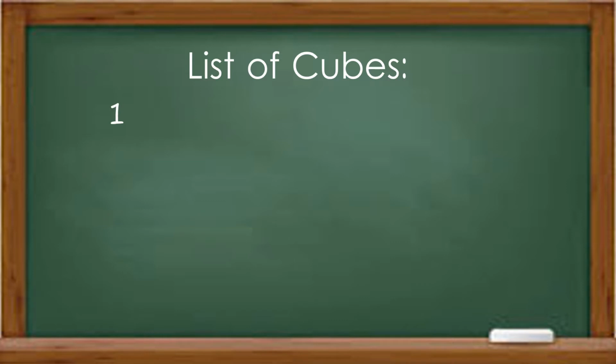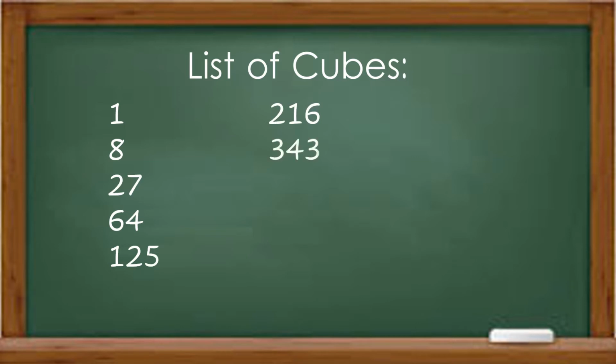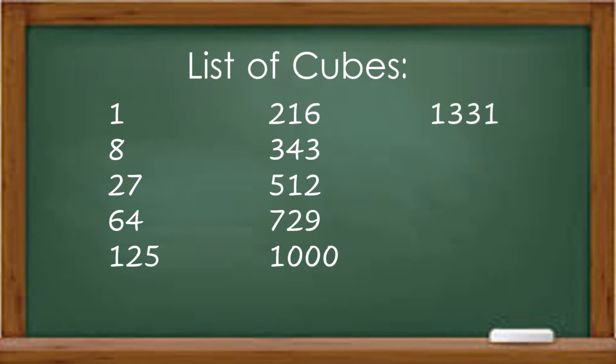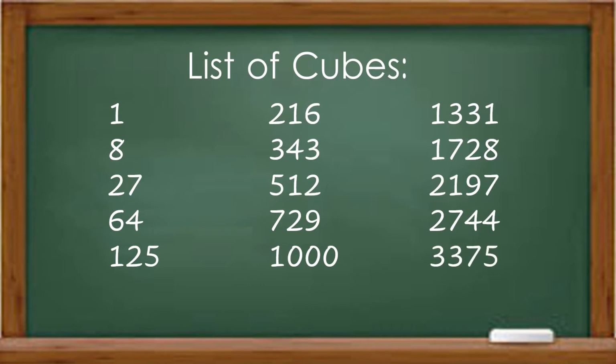So 1 cubed is 1, 2 cubed is 8, 3 cubed is 27, 4 cubed is 64, 5 cubed is 125, 6 cubed is 216, 7 cubed is 343, 8 cubed is 512, 9 cubed is 729, 10 cubed is 1000, 11 cubed is 1331, 12 cubed is 1728, 13 cubed is 2197, 14 cubed is 2744, and 15 cubed is 3375.